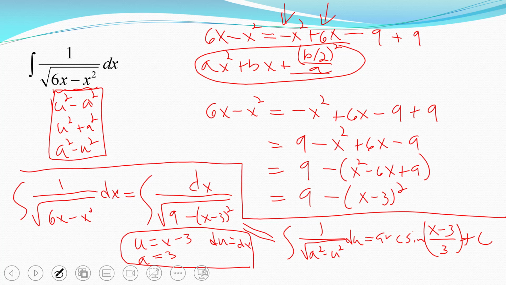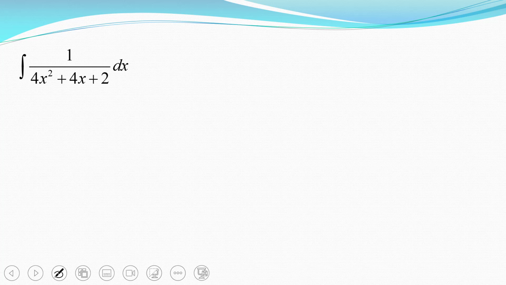It's kind of a long way to get there, isn't it? It's a lot to do. It's because the quantity inside the square root was not a function squared plus or minus a constant squared, or a constant squared plus or minus a function squared. We had to rewrite it once. I think it's probably a good idea to do another one like that. So let's do that again.